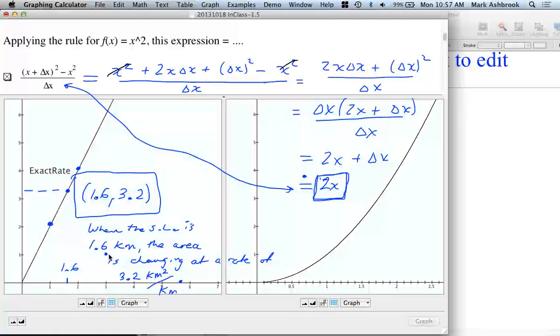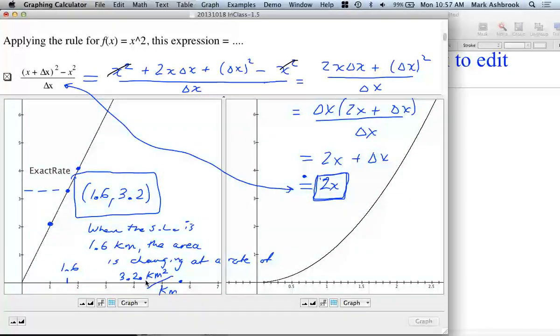What about at 1.7? Is it still changing at 3.2? So this implies that if we increased to 2.6 kilometers, the area would go up 3.2 kilometers squared. Is that right? No. Why not, Nicholas? Isn't it because the rate is different? Right. Our exact rate function is a changing rate function, right?